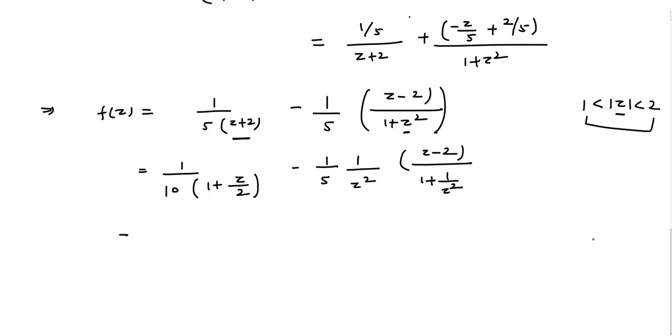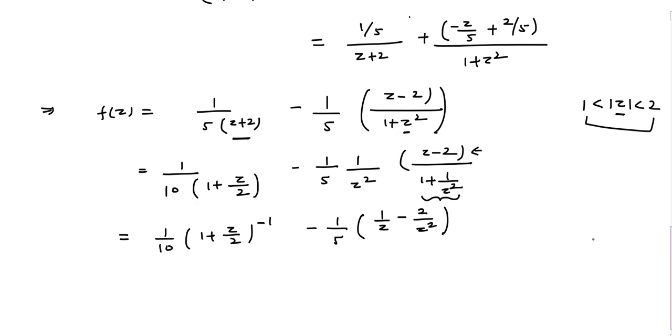So now further this value is equal to 1 by 10 in bracket 1 plus z by 2 whole inverse. Here that is negative 1 by 5. Divide this term by z square, it will give 1 by z negative 2 by z square, and this term can be written as 1 plus 1 by z square inverse.